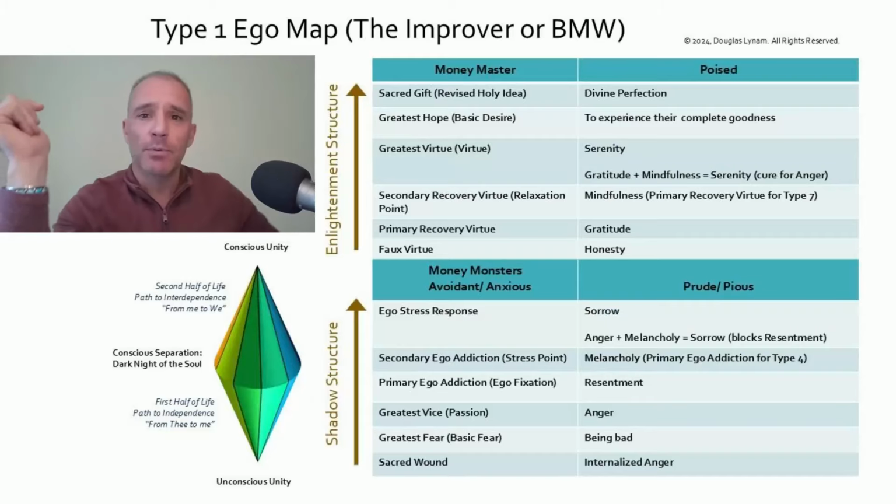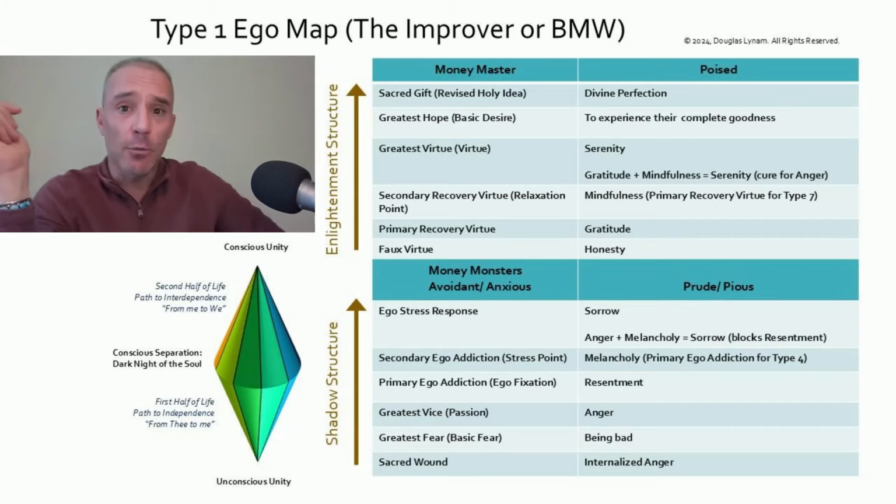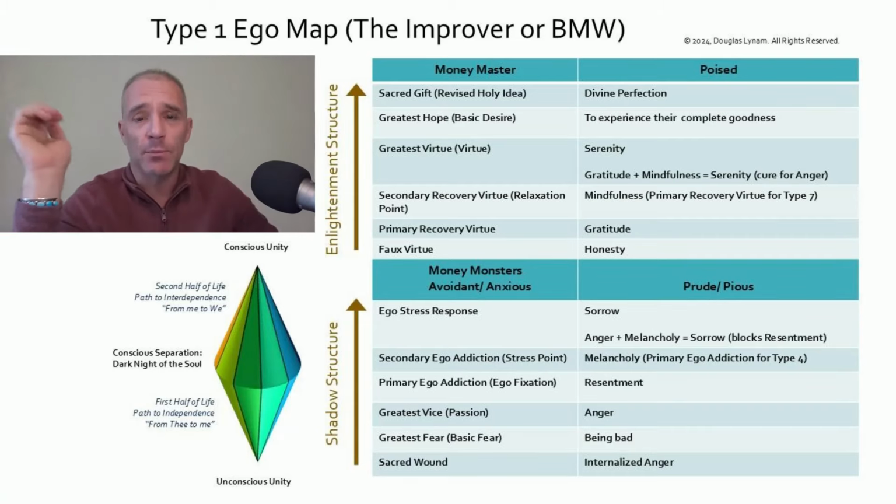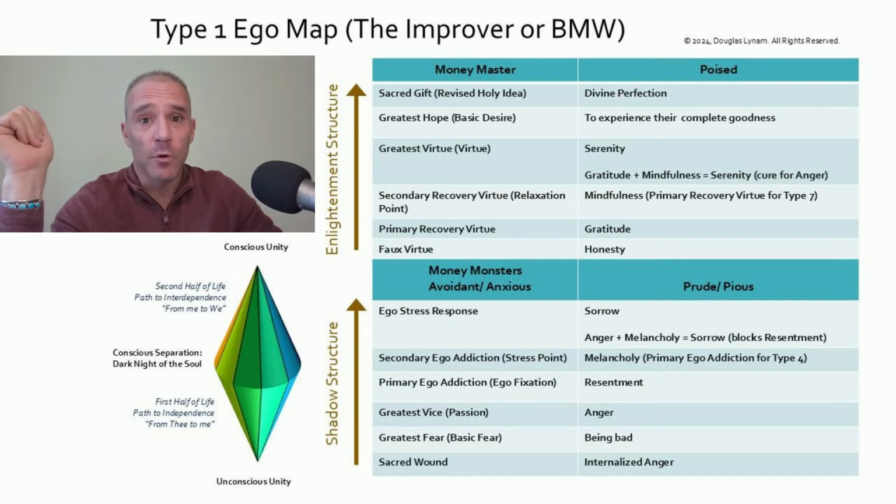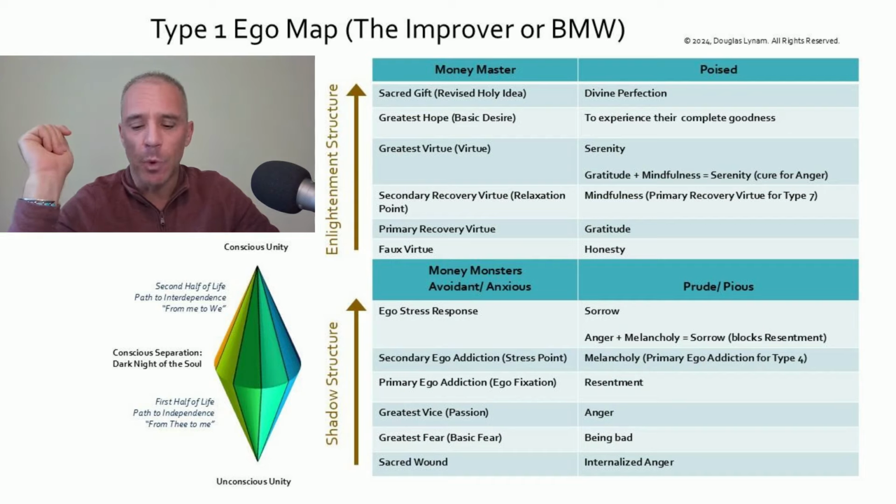And what I'm going to present to you right now is an ego map for each of the 9 types, which I'm really quite proud of. It's been a long time putting this together. It took a lot of work, had a lot of help, of course, from a lot of good friends. But let's look at the ego map for type 1.